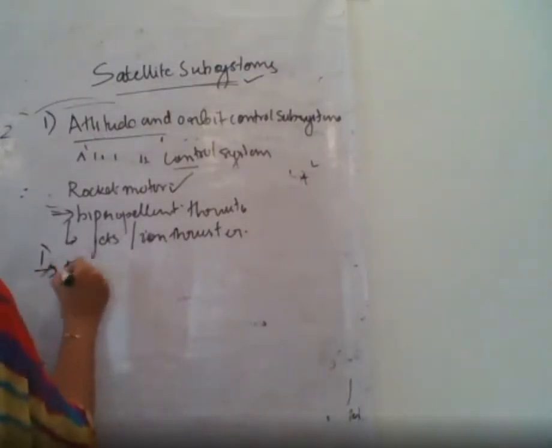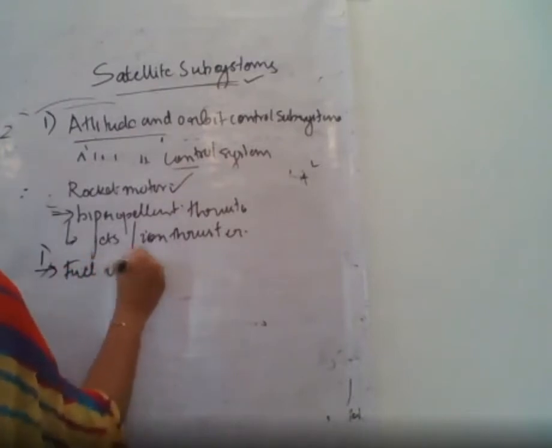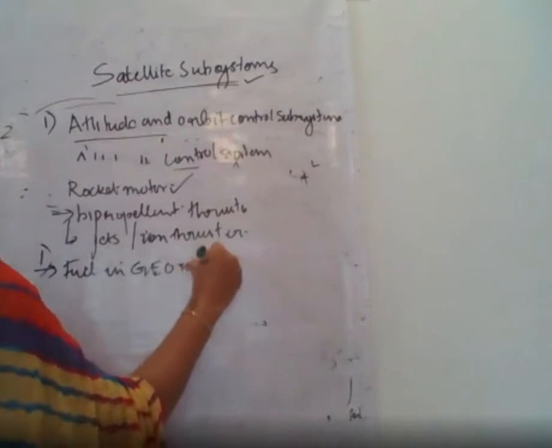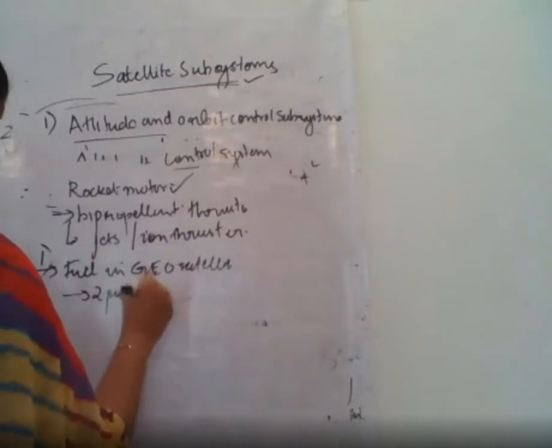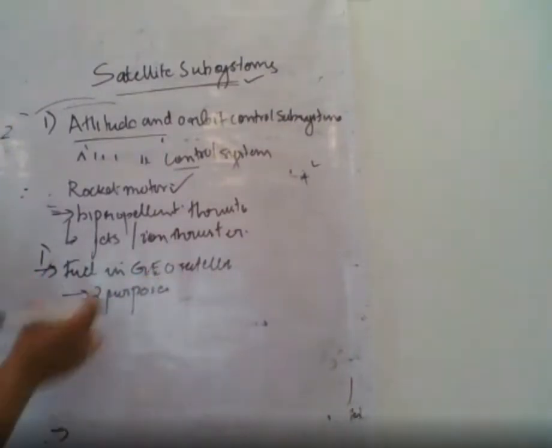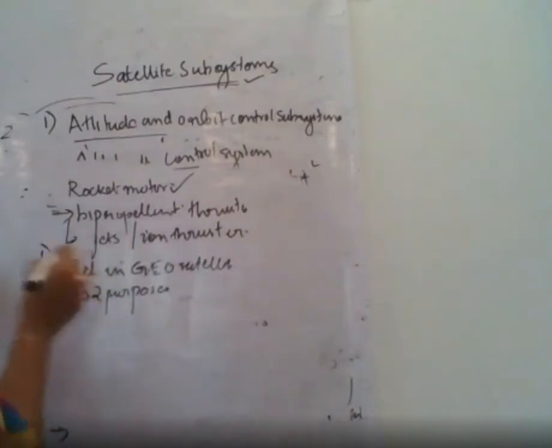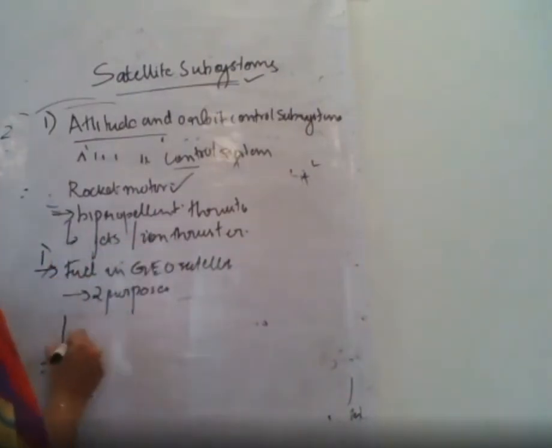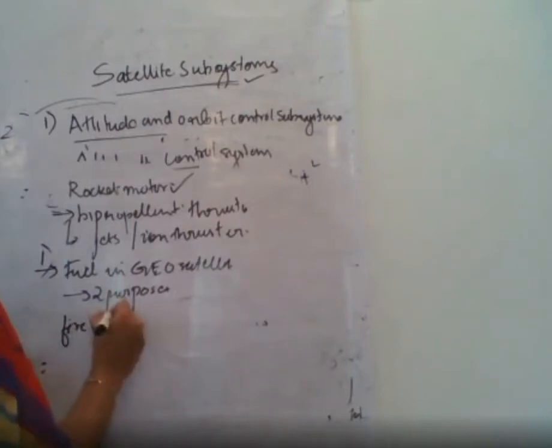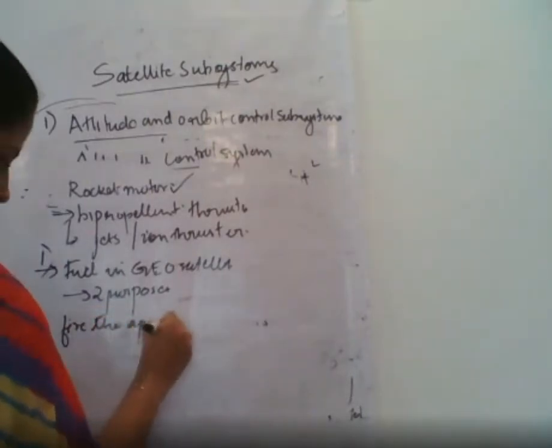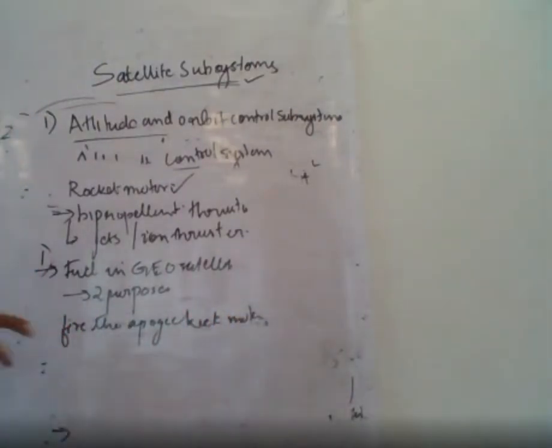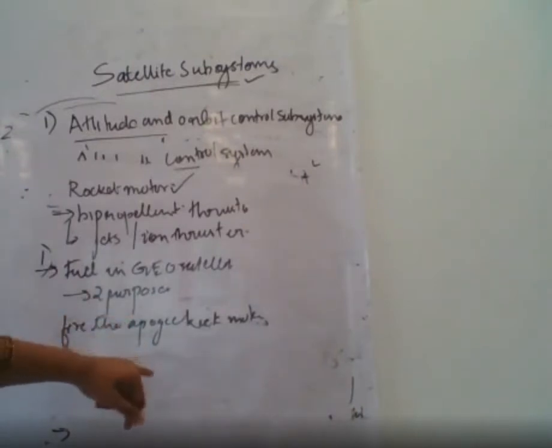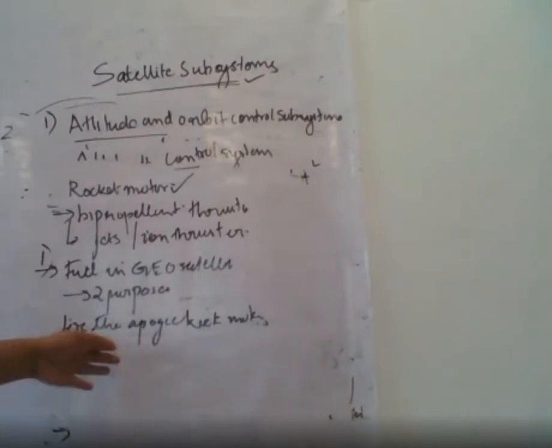And the fuel in a GEO satellite is used for two purposes. The satellite contains fuel, so the fuel in GEO satellites is used for two purposes. The first purpose is to fire the apogee kick motor. We fire the apogee kick motor so that the satellite is injected into the final orbit. That is, the satellite is placed into the final orbit.